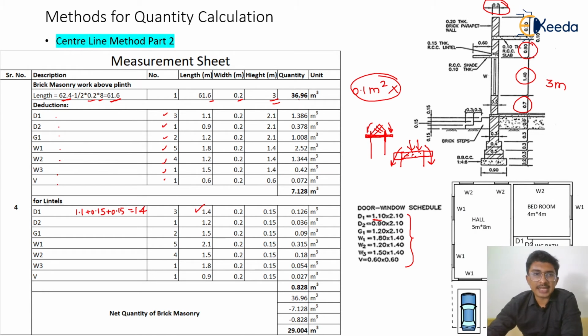Then I have to subtract these two deductions from the first quantity that we have calculated without considering those deductions. Then with consideration of this deduction, I get the quantity of 29.004 meter cube as the brickwork above the plinth level.